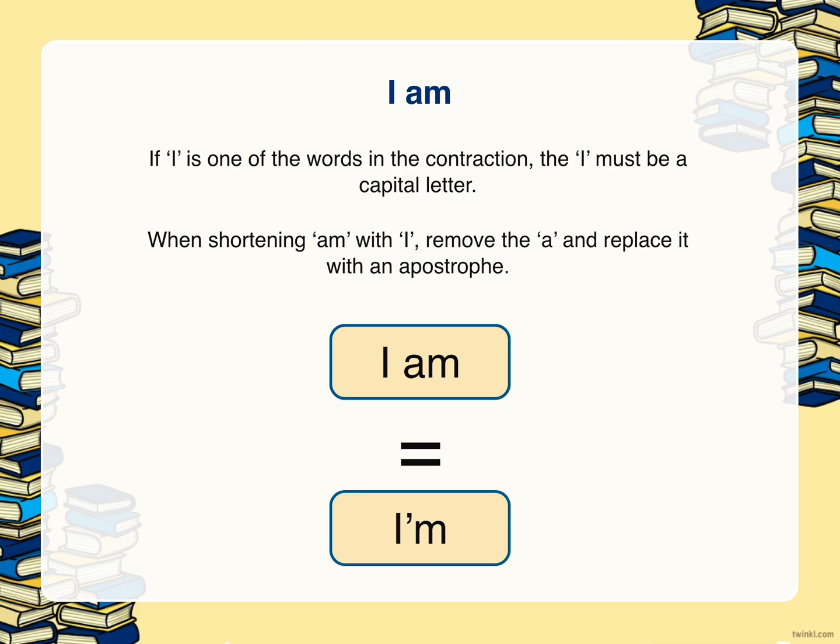And then the A, you will see, is missing and it has been replaced by an apostrophe. This is just to make language quicker, to be able to write quicker. That's the purpose of a contraction.